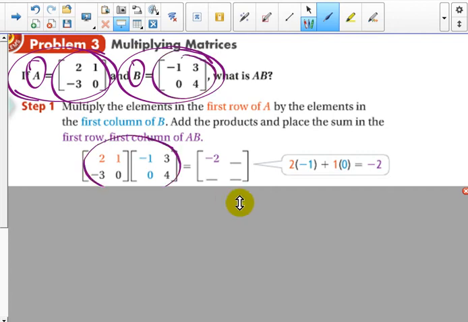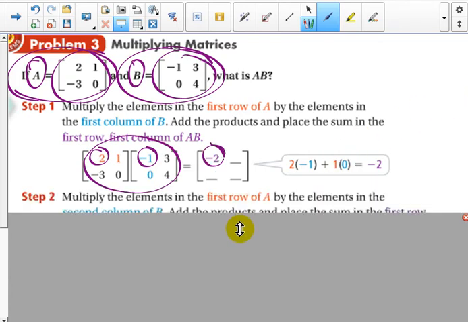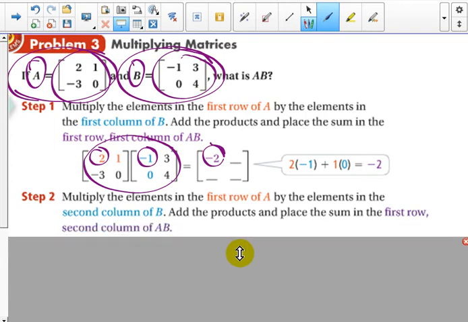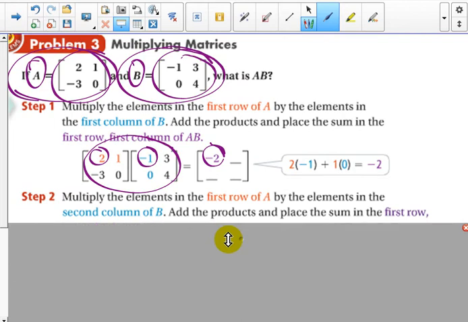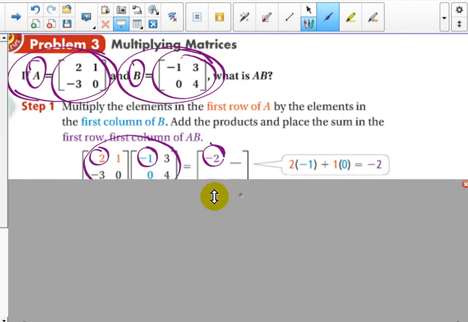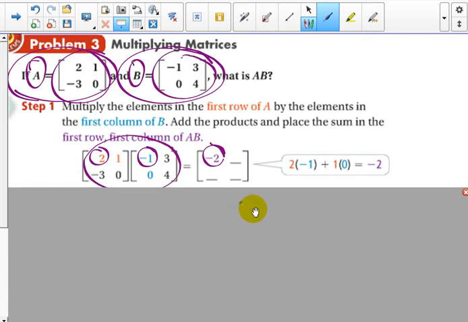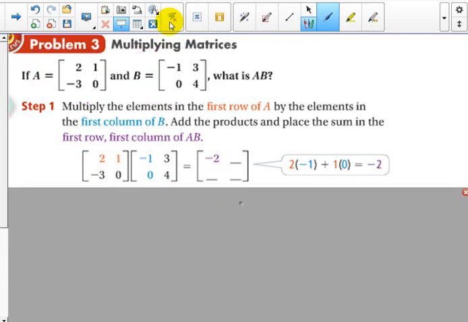So our first step is to multiply the first row of A by the first column of B. So we're going to go 2 times negative 1, which is negative 2. Now, we're going to multiply the elements in the first row of A by the elements in the second column of B. I'm sorry, hold on. I missed the second part. I'm wondering whether you guys that just stepped out of the room are really going to get this, or do I need to back up? And then I messed up. Okay, so let's do this again.